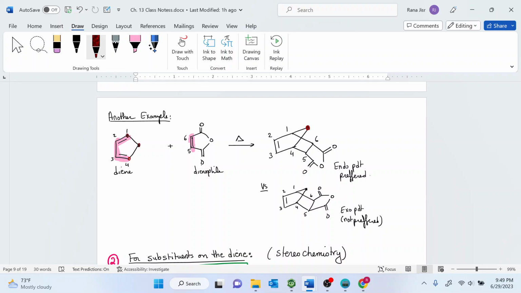So go ahead and make a bridge of 1 carbon in there. And then you have your substituents around carbons 5 and 6. This is going to be pointed down. This is the endo product in there. This is more preferred than the exo product.